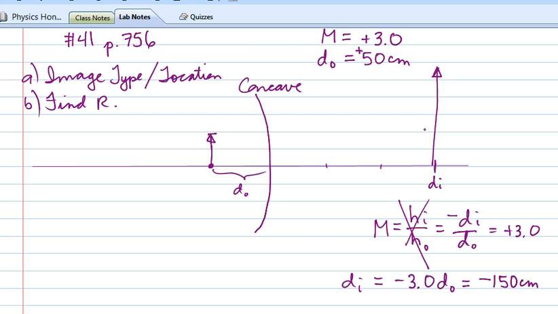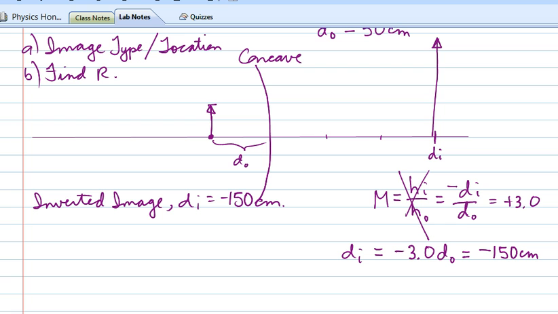Okay, so what kind of image is it? Well, it's behind the mirror, and it's right side up, so it's got to be an inverted image. Where is it at? Well, it's at negative 150 centimeters. And what's the radius r? Well, before we do that, I think that we should do some ray tracing to kind of show you how it's possible that this is actually true, that it's behind the mirror. But it turns out that at the very least we have to find the focus.